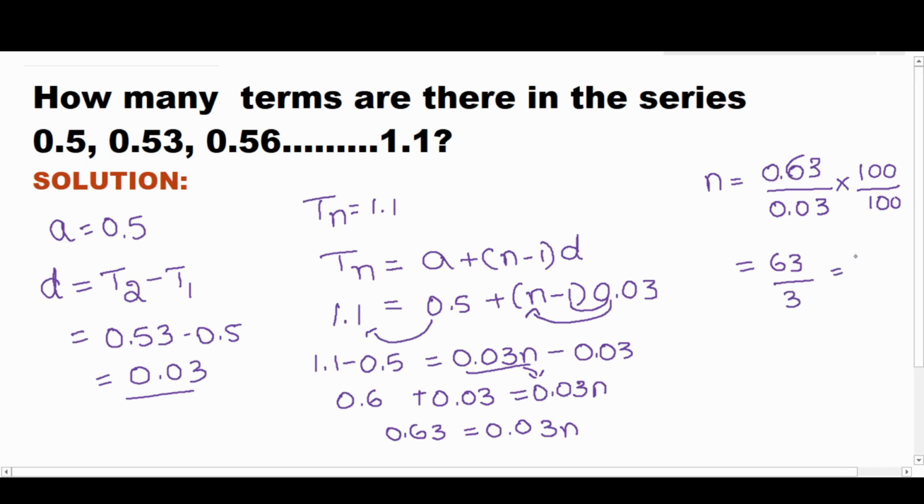So how much am I going to get? 3 2s are 6 and 1. So the n value is 21. Now I can tell there are 21 terms in this series.